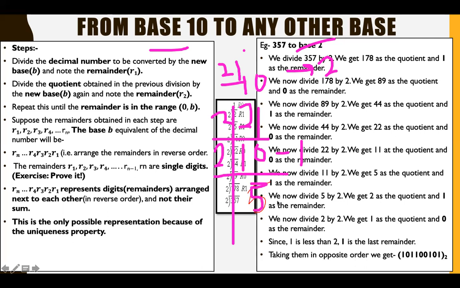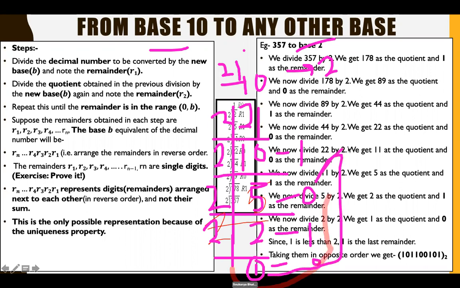Yes, now 2 into 5, and the remainder here is 0. Then again 2 into 2, 4. The remainder here is 1. Then 2 into 1, the remainder here is 0. Then you have to stop when you get the quotient as 1. Now just go backwards: write 1, then 0, then 1, then 0, then 1. This is the number in base 2.